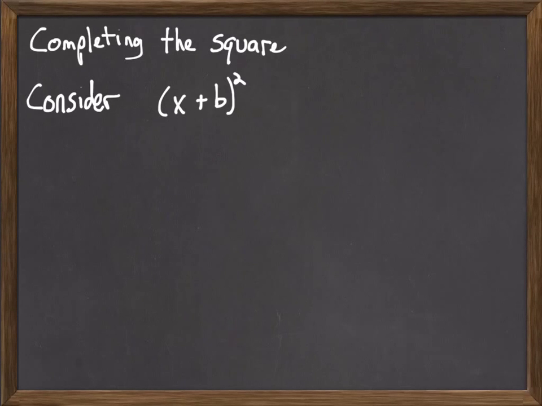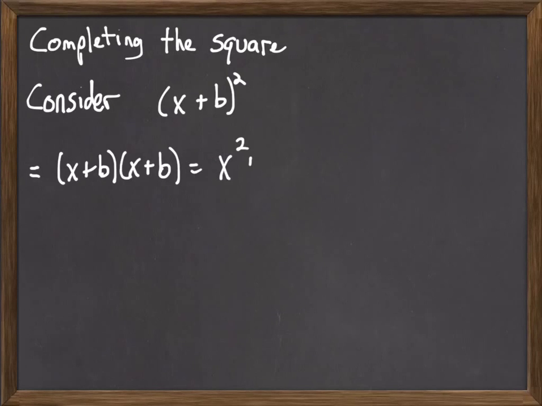the square. So the idea is that if we take a polynomial like x plus b and we square it. Now remember that means multiply it times itself. Now when you FOIL that out or multiply that out, you're going to get something of the form x squared plus 2bx plus b squared. It will always fit that format.